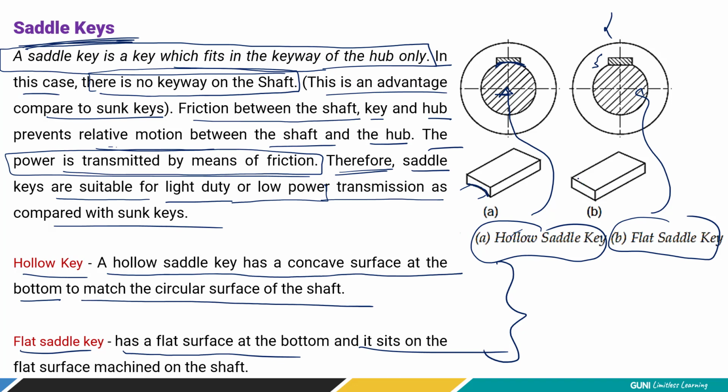आपको क्या करना है? hollow की लेनी है कि flat की लेनी है? Depends करेगा कि shaft का diameter कितना है और power transmission capacity कितनी है, right? अगर बहुत छोटी है तो you have to use this one. और shaft diameter बड़ा है तो you can use the flat surfaces, right?